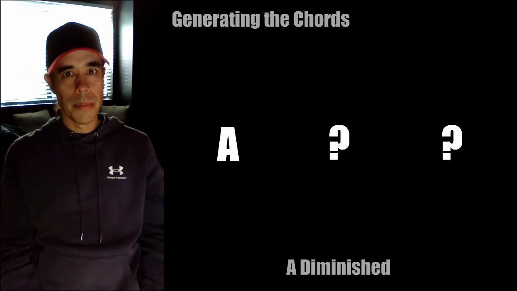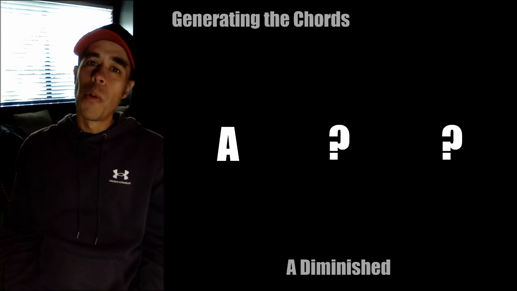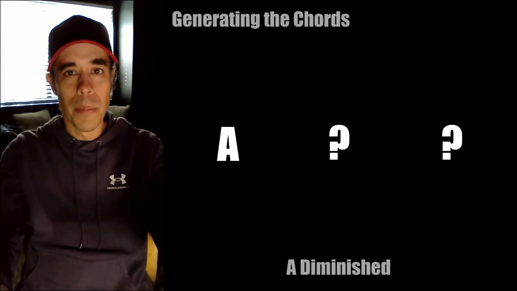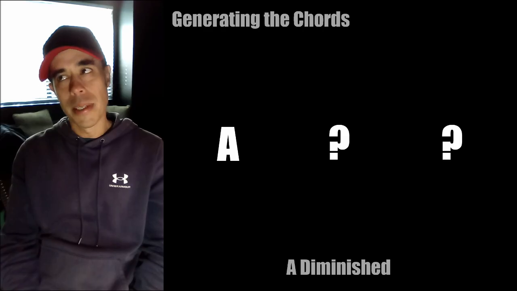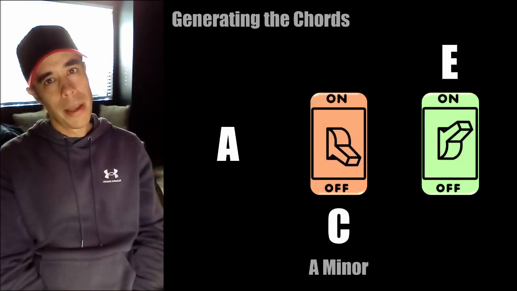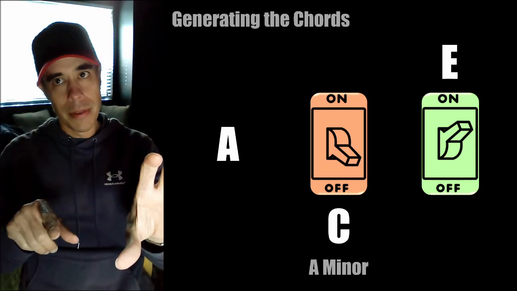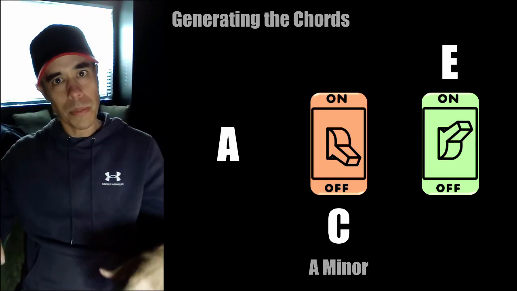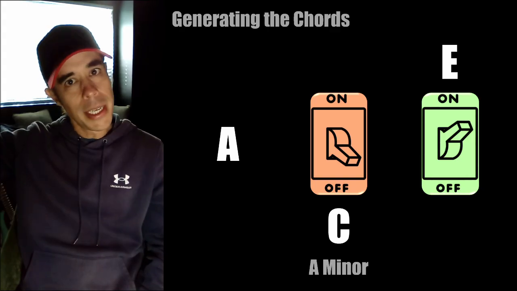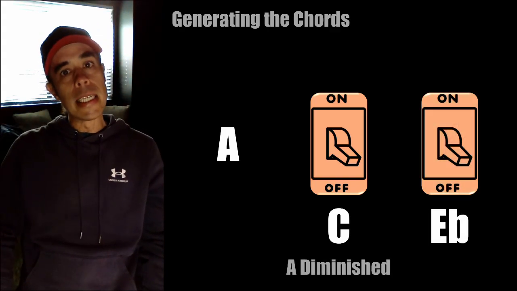Another example, how about A diminished? What's A diminished? Okay, so we know that our A chord in C is A minor, so it's A, C, E and that's minor. And minor is root and then down switch and then up switch. But diminished, we want root and then down, down. So we take the fifth, the E, and we flip it down to E flat. So A diminished is A, C, E flat.